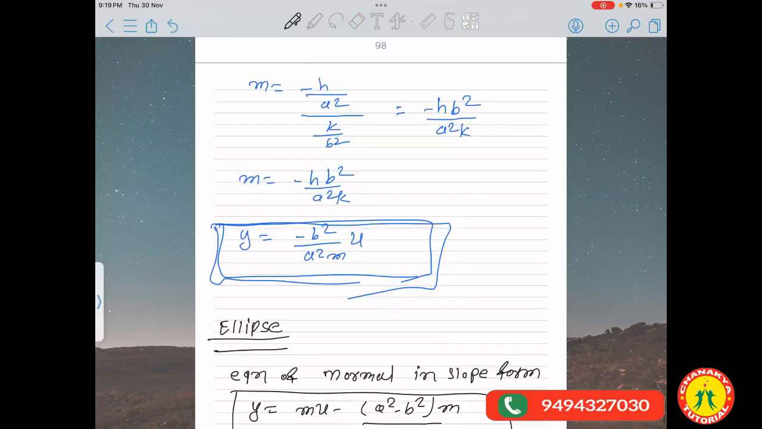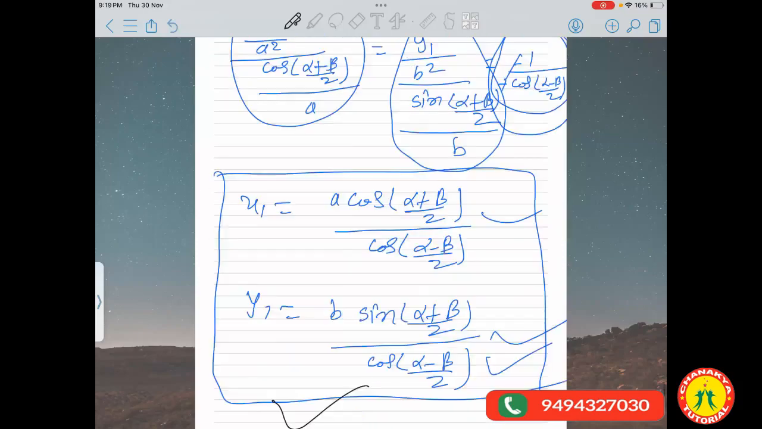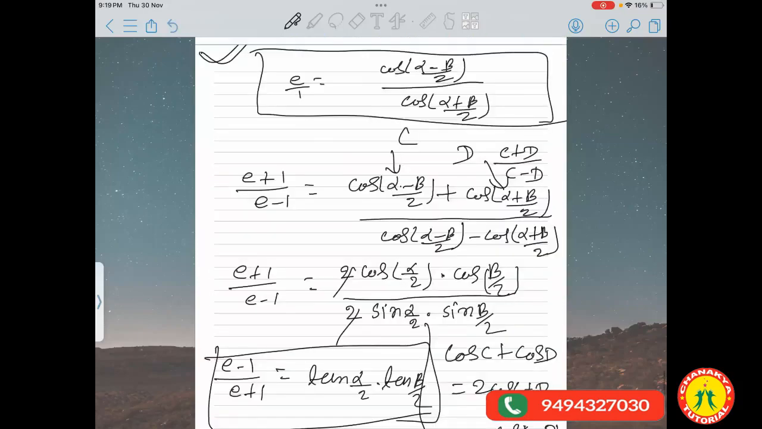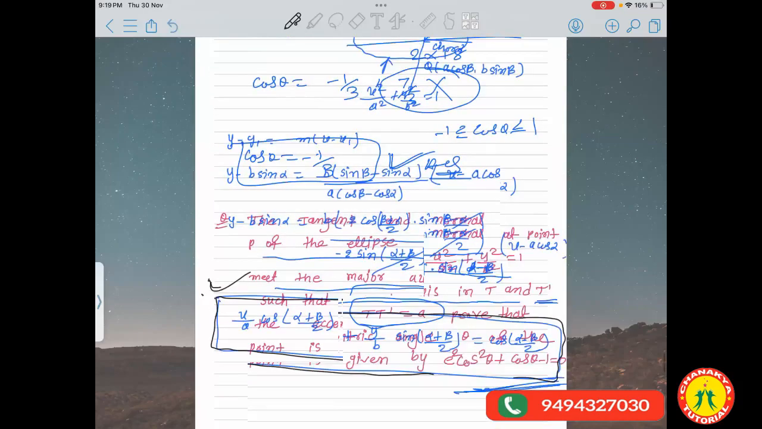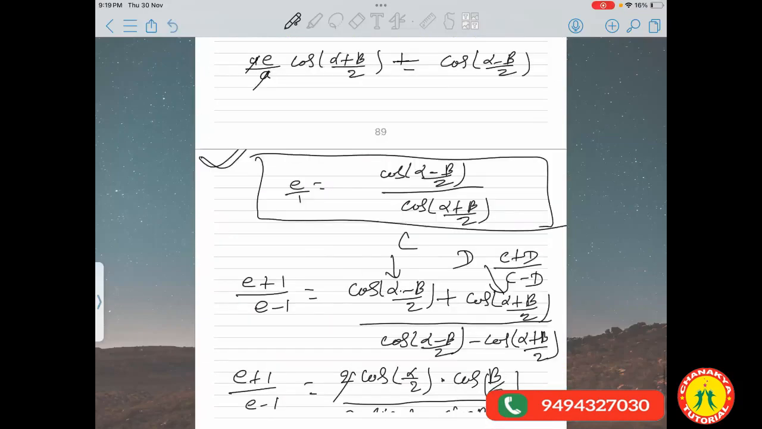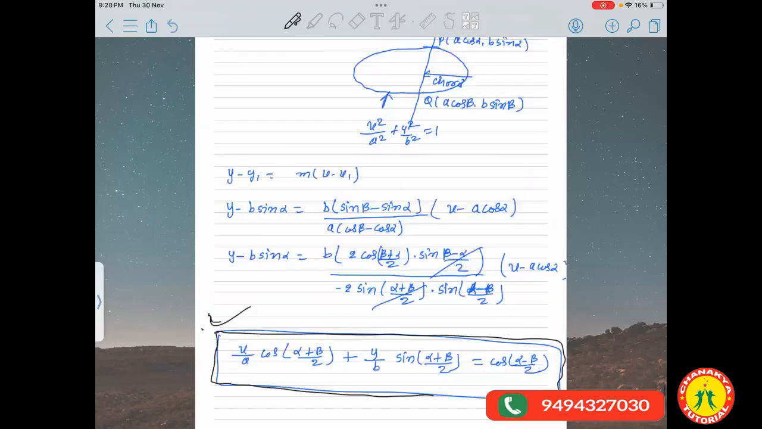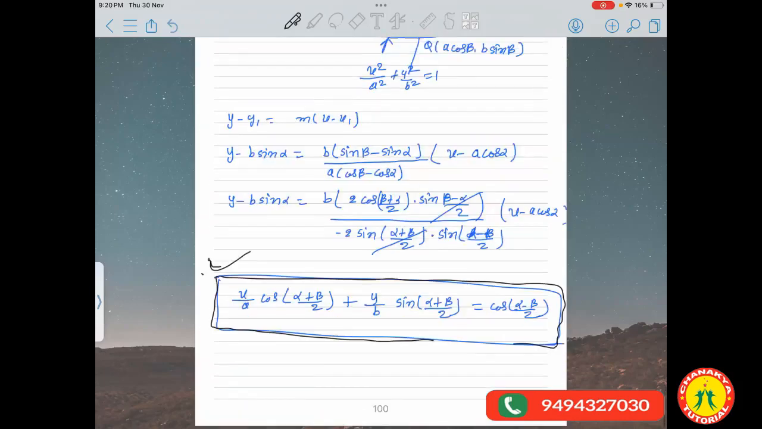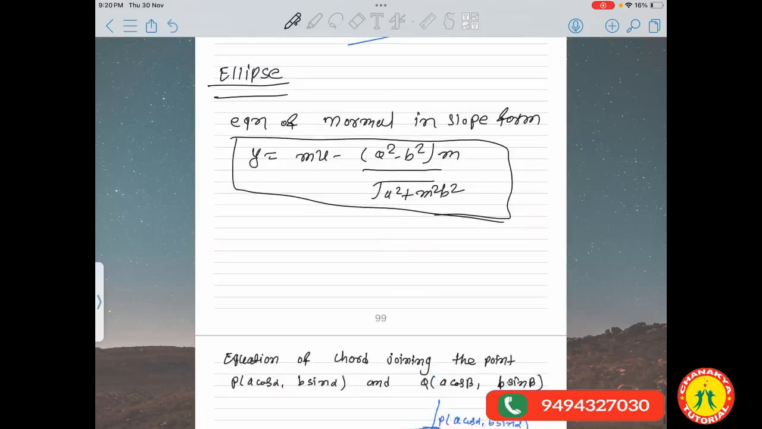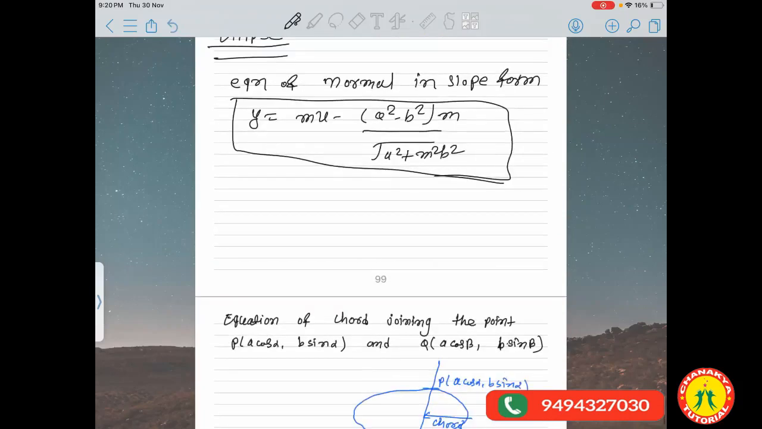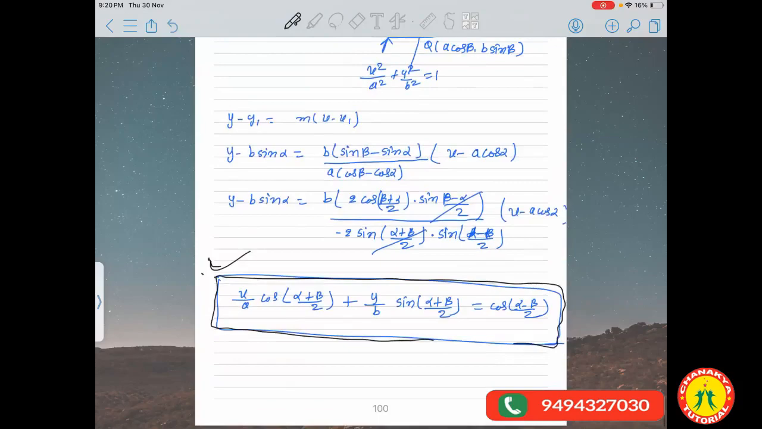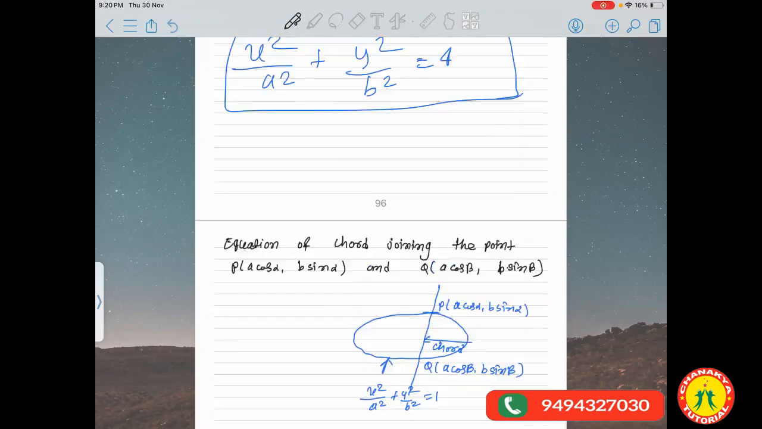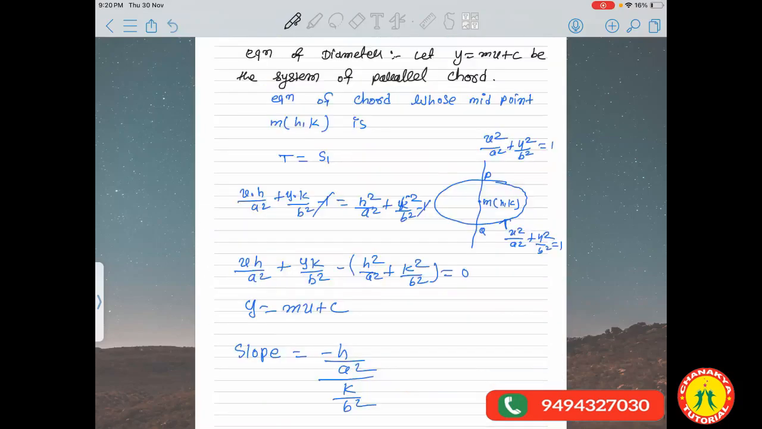Normal was already taught, you can see, but this will be in the slope form. Normal equation in the slope form. So now ellipse is completed. Every topic on ellipse has been completed.